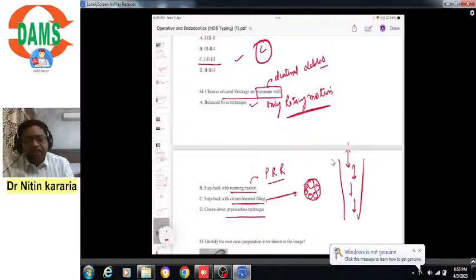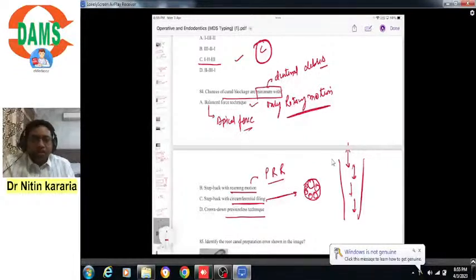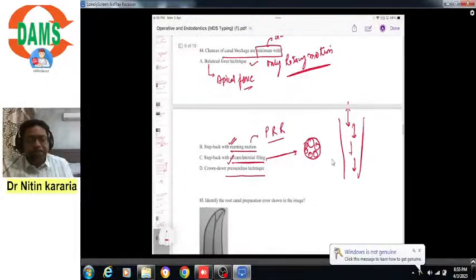In balanced force technique, although it uses rotary technique, there is apical force during counterclockwise turn. In reaming motion also, there is penetration and force. In circumferential filing also, there is up down against all the walls. So all these have a chance of canal blockage, and it is minimum with crown down pressureless technique. Option D would be the answer here.